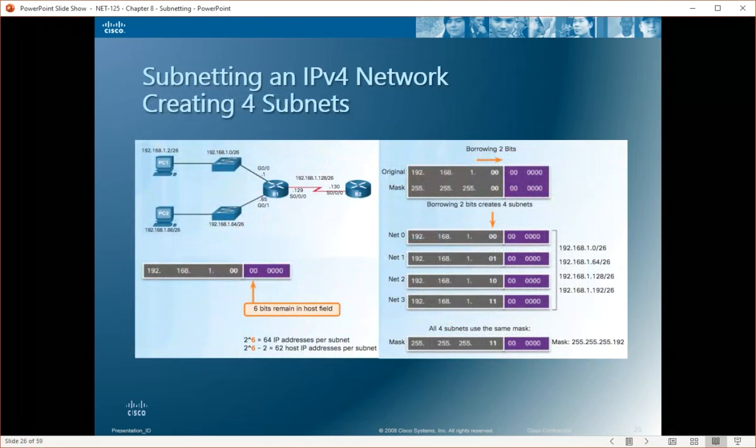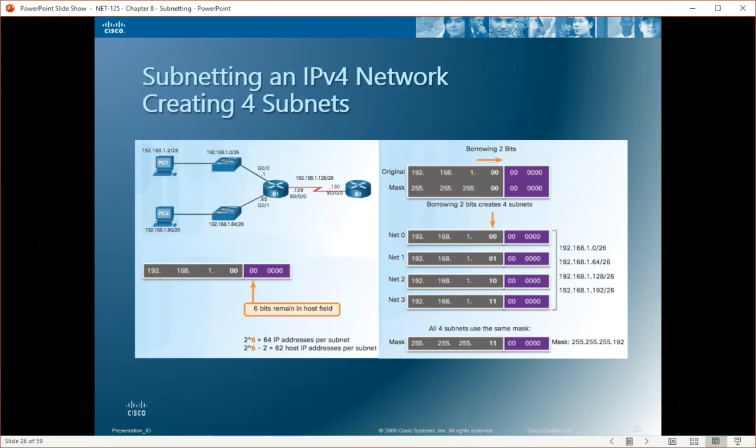So now if we have 4 subnets and we're borrowing an extra bit, we now have 2 to the 6, or 64 IP addresses per subnet, subtracted out to 62. So we have our 6 bits here, so that's 2 to the n minus 2 to give us 62. And we have 2 to the n, the number of bits borrowed for the subnets, 2 to the second power, or 4. So network 0 starts at 0, 0.